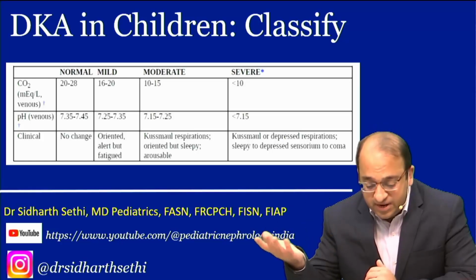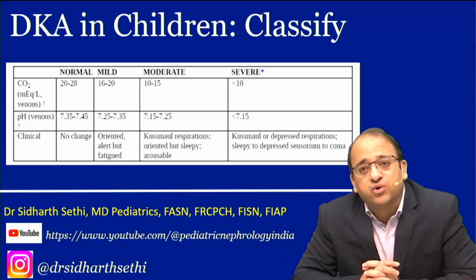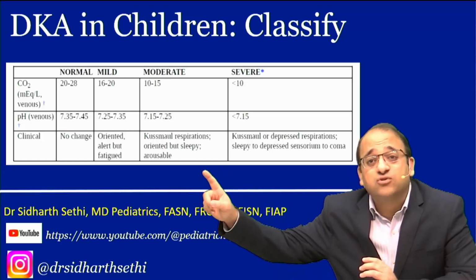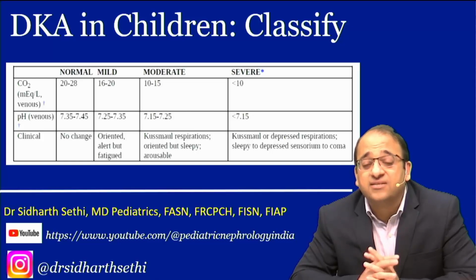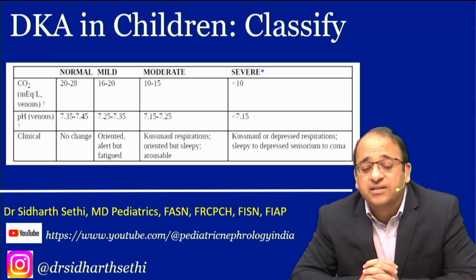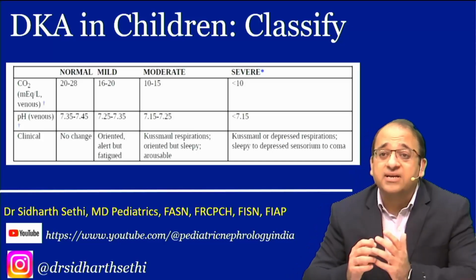If it's between 7.15 to 7.25, now he has got Kussmaul's respiration, a deep respiration like an acidotic breathing, that's moderate. And if the pH is less than 7.15 and he is comatose or has severe Kussmaul's respiration, that's severe diabetic ketoacidosis. Now how do you manage these children?